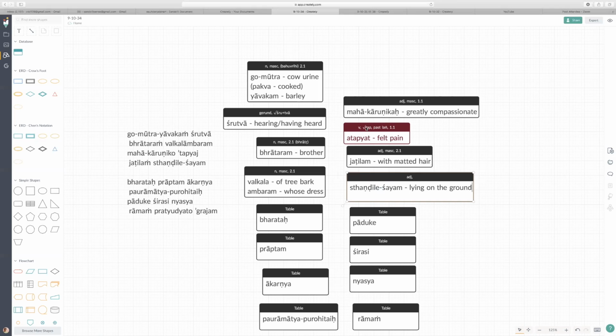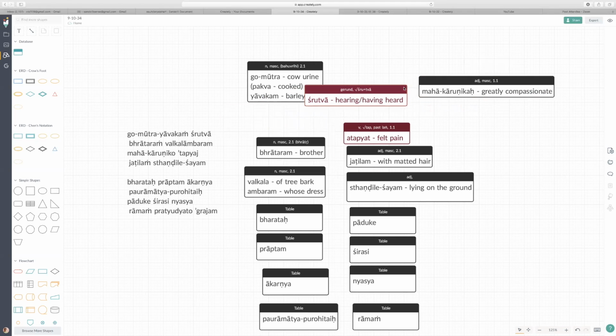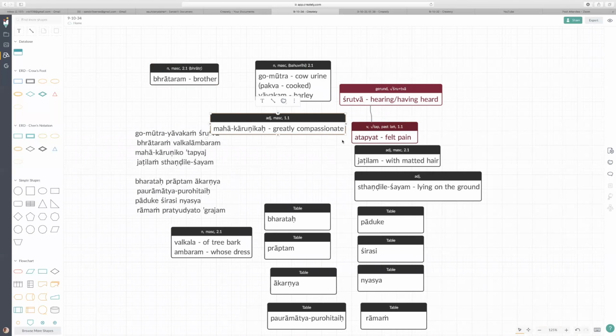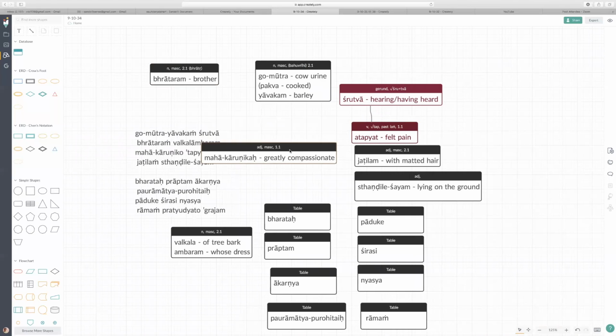So the verb is atapyat. Shrutva would be a subordinate verb. So, having heard, he felt pain. Who is the subject of all that? Karunika. Mahakarunikah. Greatly compassionate.